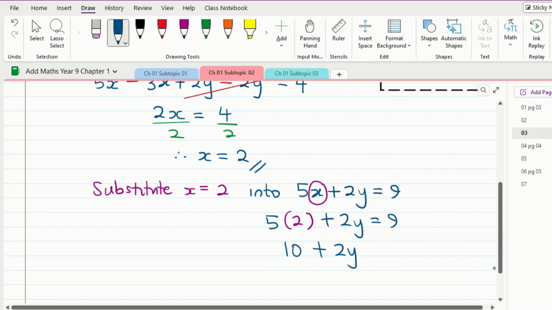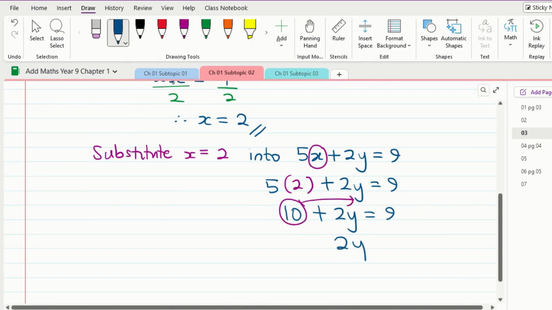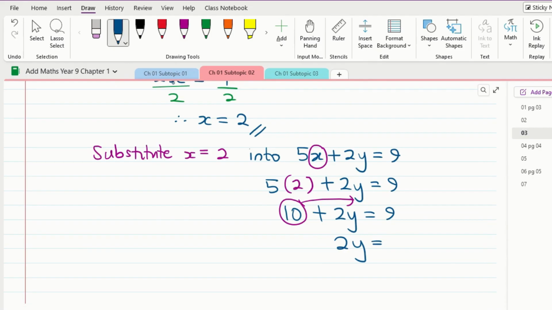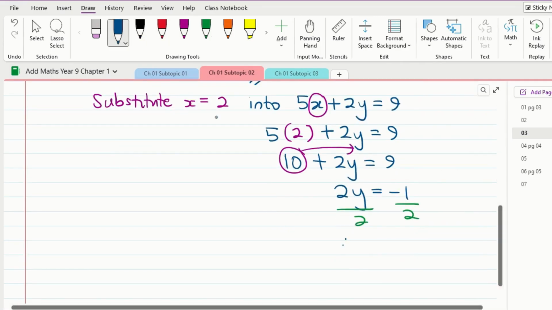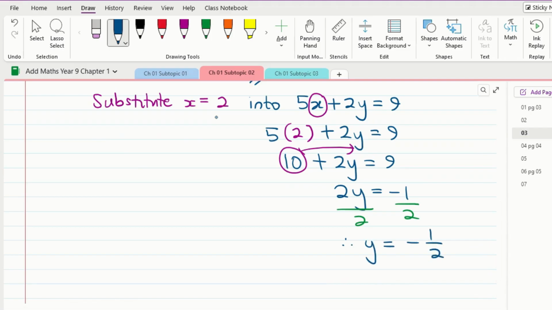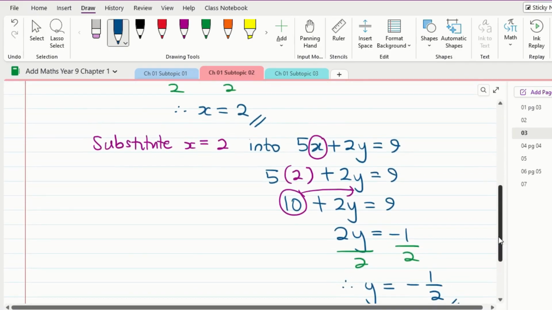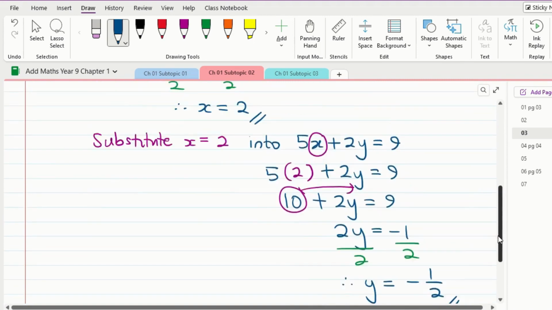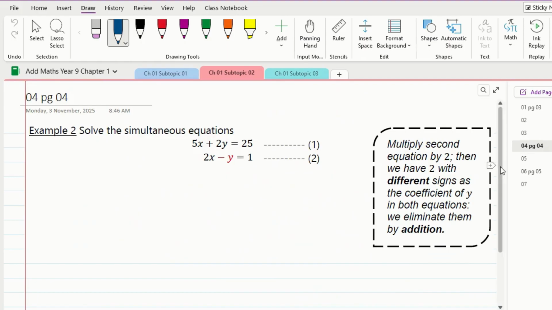10 plus 2y equals 9, and you have to move 10 to the right hand side, and you will have 2y equals 9 minus 10, which is negative 1, which means y equals negative half. If you divide 2y divided by 2 and negative 1 divided by 2, you can leave it as a fraction of negative half. So that's for the first example. Alright, now moving on to the next page, let's have a look at example number 2.